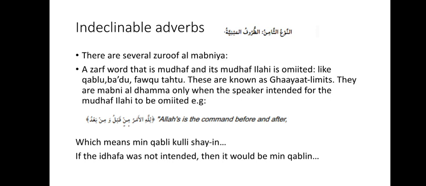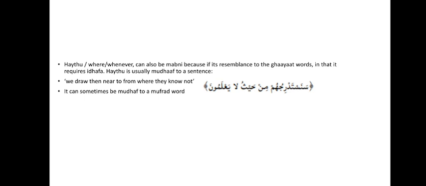But this is only when the author or the speaker intended for idafa. If the author had no intention for a mudaf ilayh structure where the mudaf ilayh was omitted, then it would simply be read min qablin or min ba'din. You also have the word haythu, which means where or whenever. Or just to go back, qabl means before, ba'du means after, fawqa means above, and taht means below. Those are the ghayat, limit words.